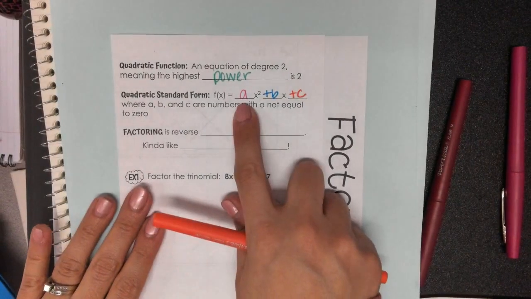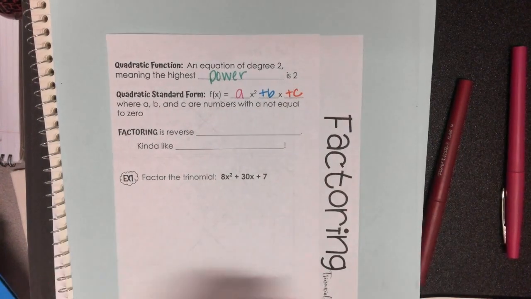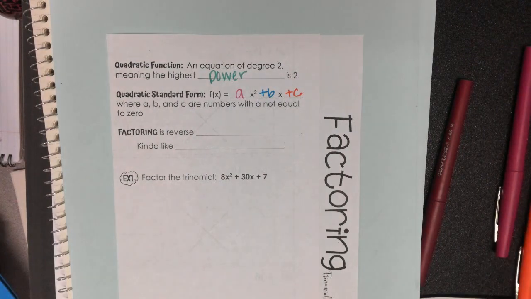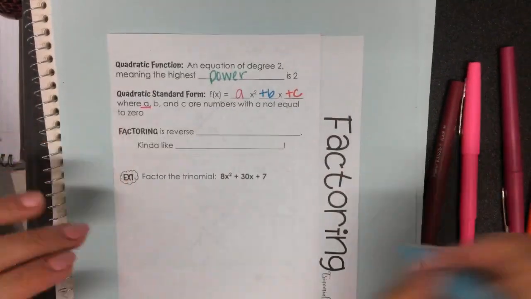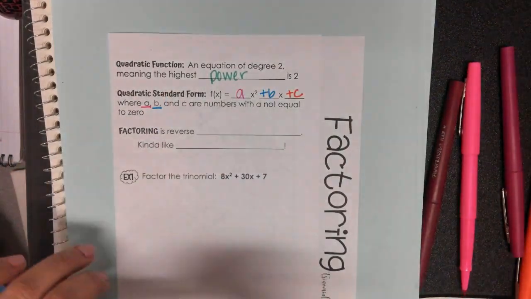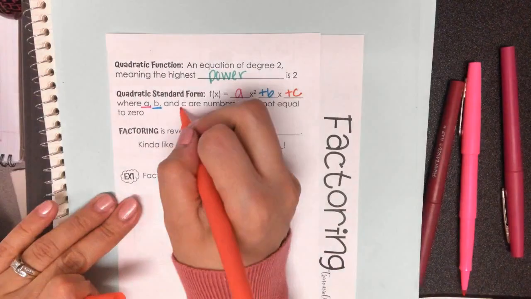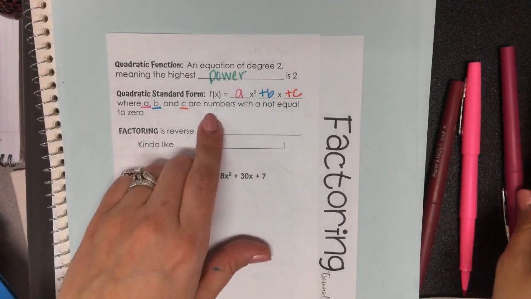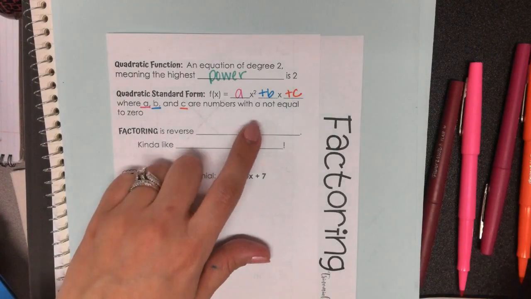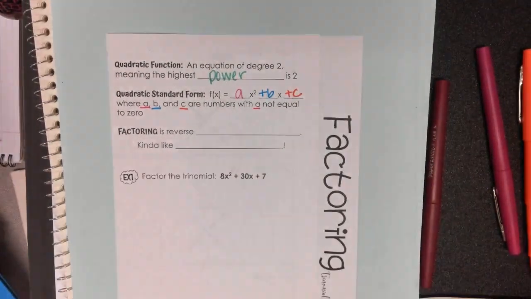Notice I've created a different color for each part of this equation, and that's to make it easier to keep track of what I am doing. So where A, B, and C are numbers with A not equal to 0. A referring to this A, not the word A.